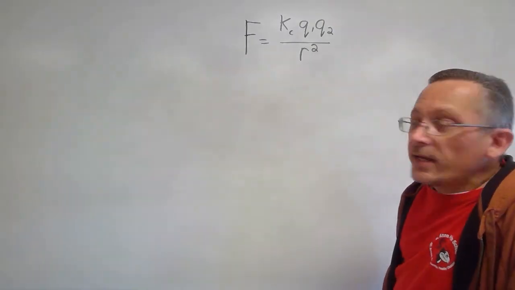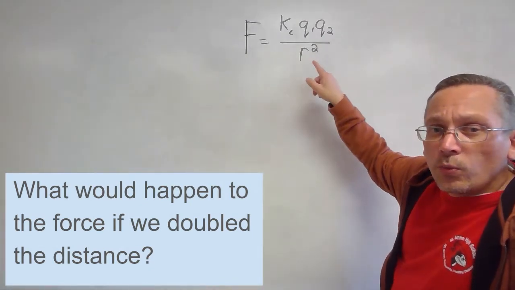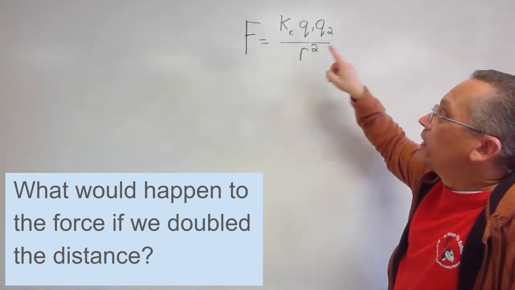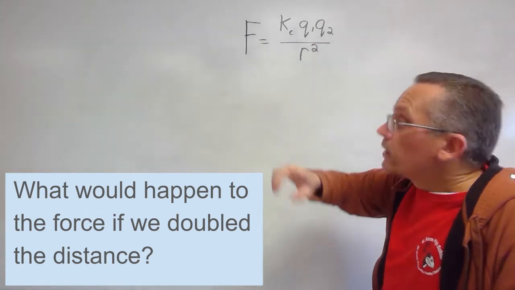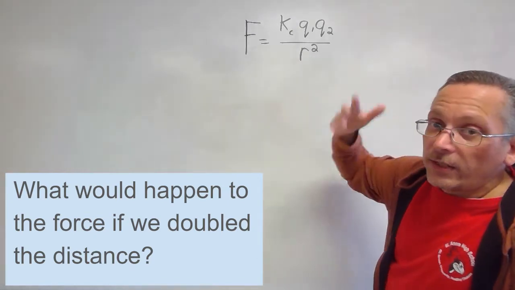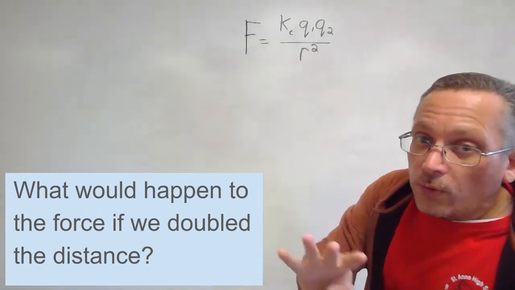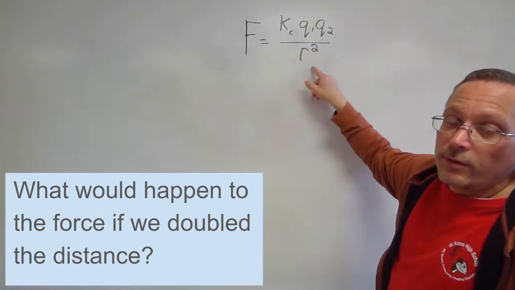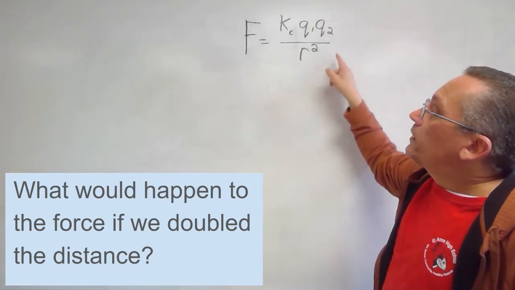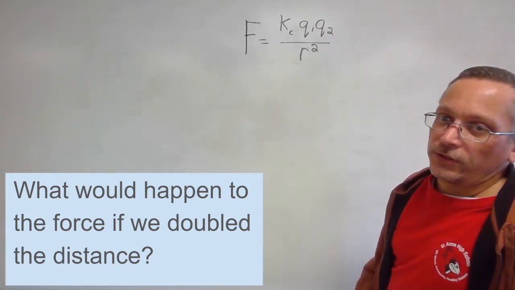What'll happen if I change the distance between the two charges? What would happen to the force if we doubled the distance? Okay, well, you'll notice the distance is squared. So if we doubled it, doubled is 2, and 2 squared is 4, right? And it's in the denominator, it's in the bottom. So instead of 4, let's think about 1/4. So if I double the distance, then the force will be 1/4 as much.